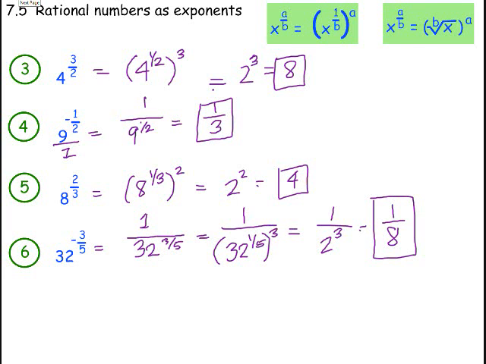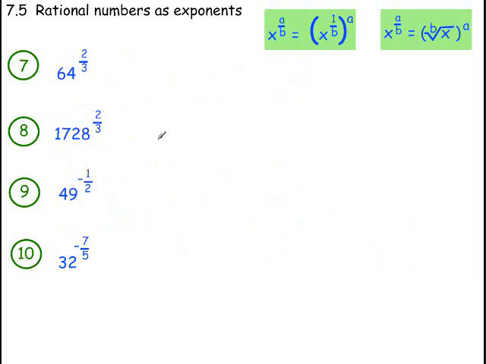So we have lots and lots of examples. You can see I like these. I put together so many examples. 64 to the 1/3. We take the root and put it on the inside of these parentheses. Take the power and put it on the outside. What is the cube root of 64? That's right, it's 4. We square 4, and we get our answer of 16.